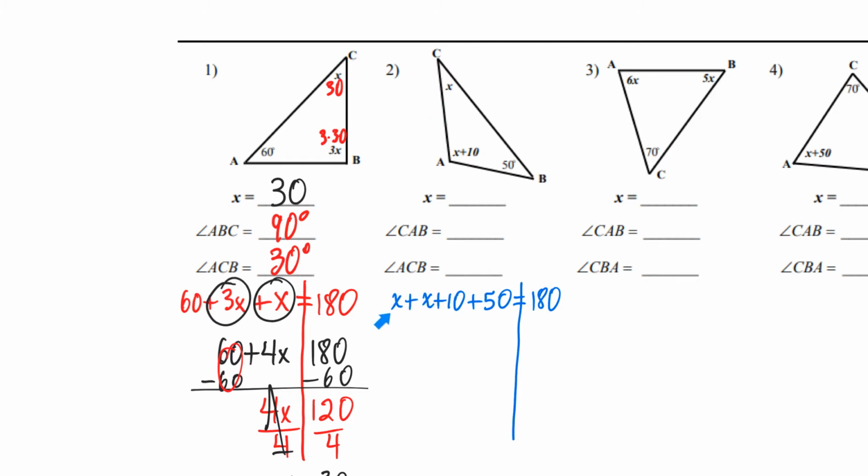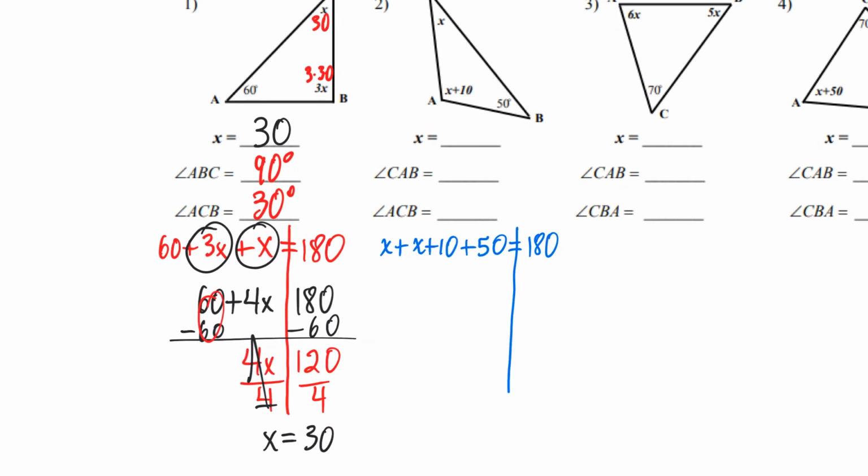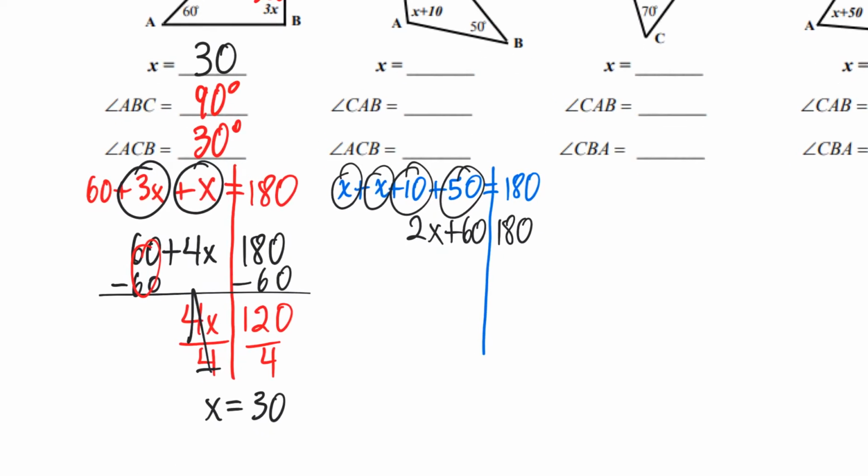So x, that comes from right here. This x plus 10 comes from right here, and this 50 comes from right here. Now we're going to combine all these like terms. So x and x makes 2x. 10 and 50 makes 60. All right, what do we do from here? Subtract 60. This zeroes out, we get 2x equals 120.